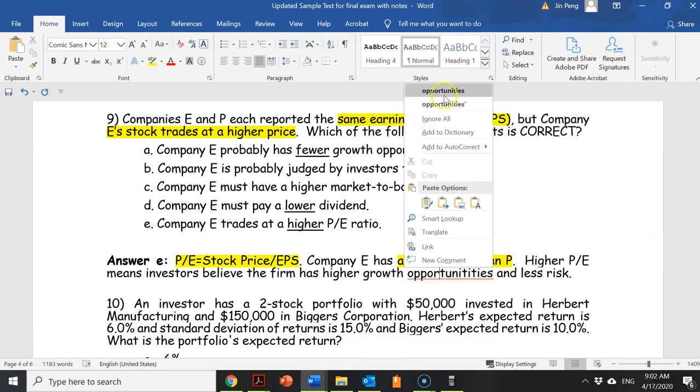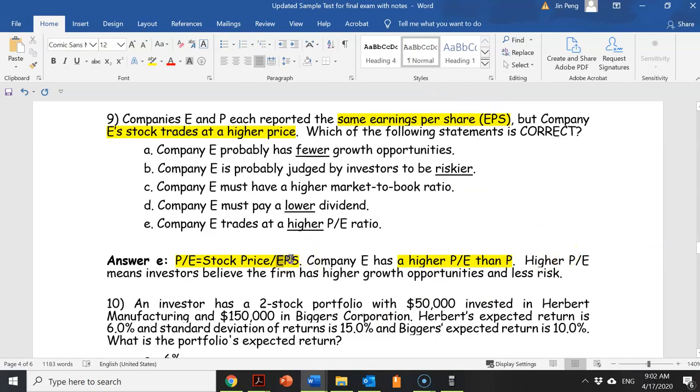Okay, for the same amount of earnings per share, if investors are willing to pay a higher stock price to purchase the stock, it means they think the firm has higher growth opportunities and lower risk. So a high P/E ratio is a good signal for the firm. So Company E has the higher P/E ratio. Okay, we think option E is correct.